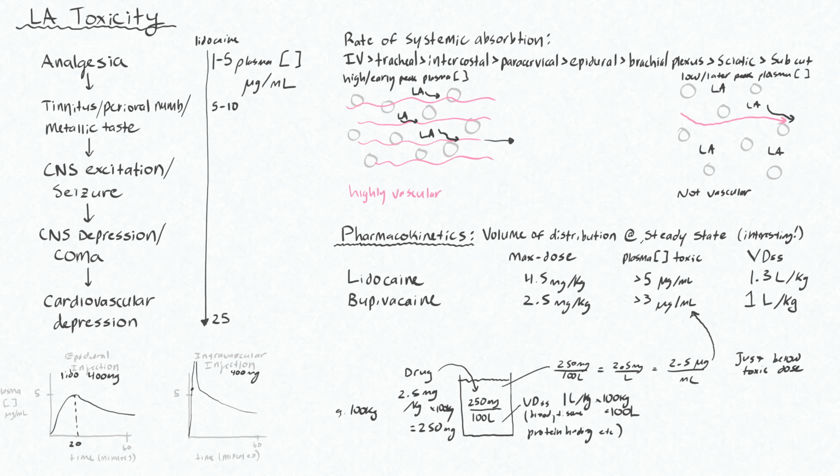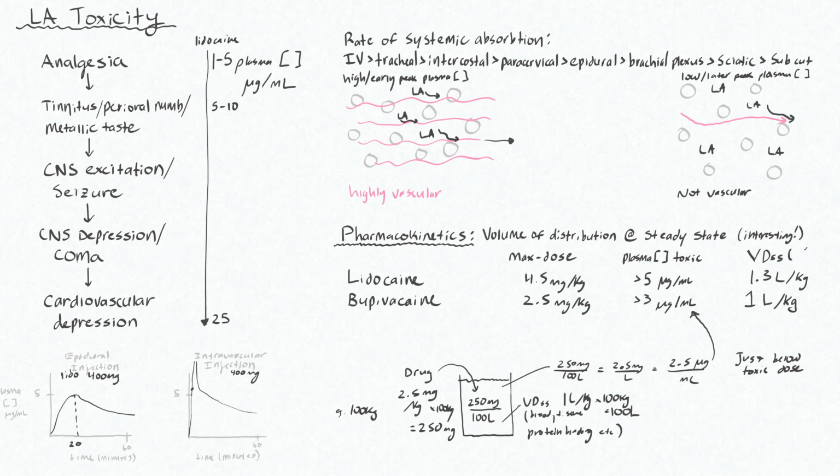Importantly, volume of distribution at steady state is very different than the volume of distribution initial. So just like in this example where we give a seemingly safe dose of lidocaine very rapidly into the intravascular space and we see toxicity, obviously the same thing would happen with this dose of bupivacaine here. If we give the 2.5 milligrams per kilogram intravascularly, we're going to see a very high peak with the volume of distribution initial of this drug, and then it would settle out as it reaches steady state.